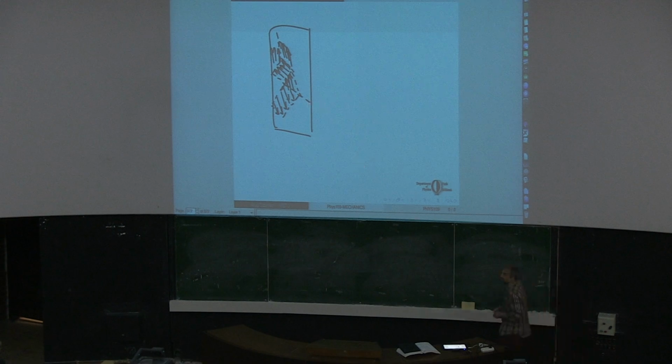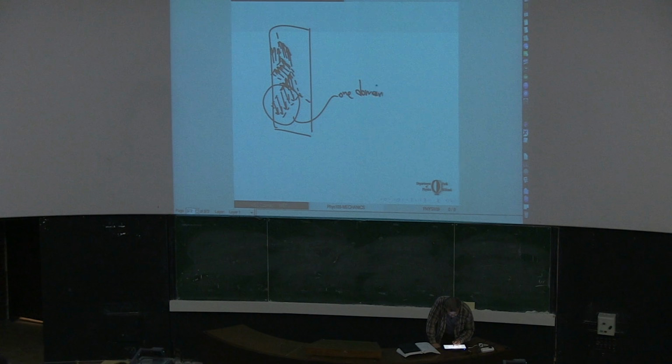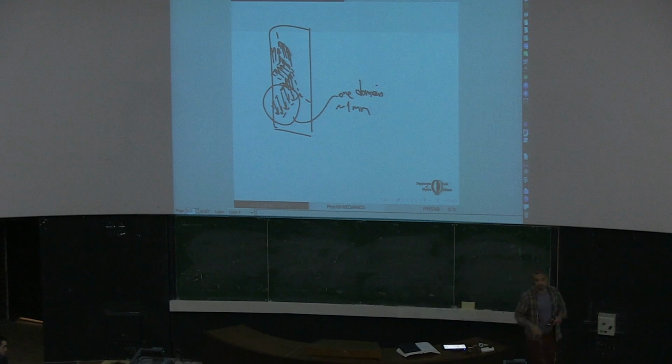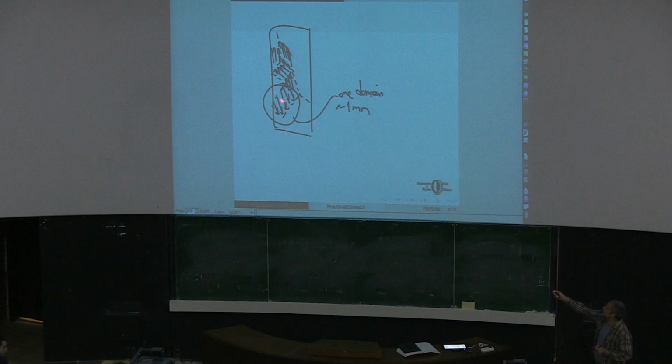Now, all of these regions are what we call domains. This is one domain. Now, the domains can be huge, at the level of 1 millimeter. Well, compared to the atomic size, that's a huge distance. So all the atoms in this domain, their magnetic dipole moments are pointing in one direction. In the neighboring domain, they are pointing in some other random direction.